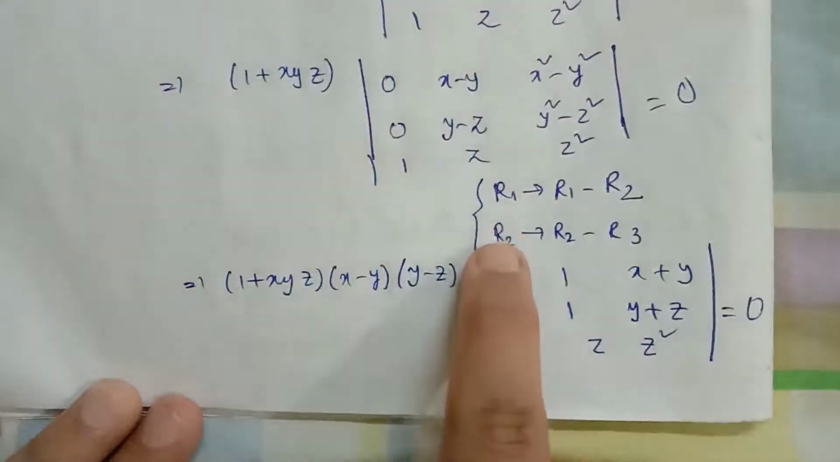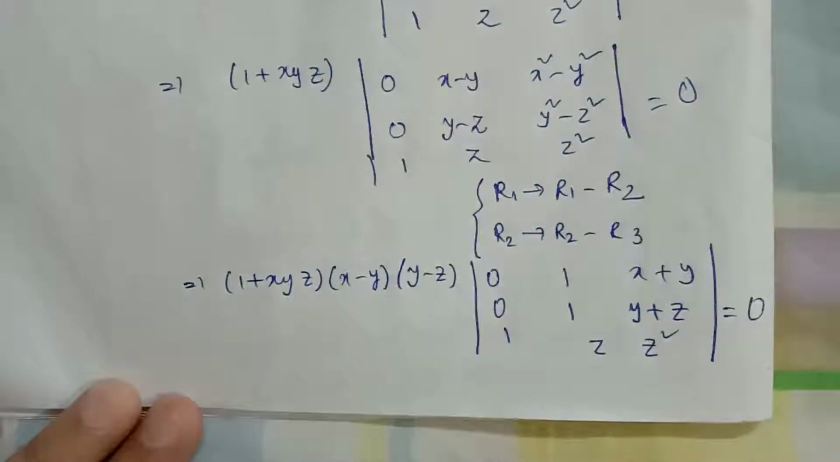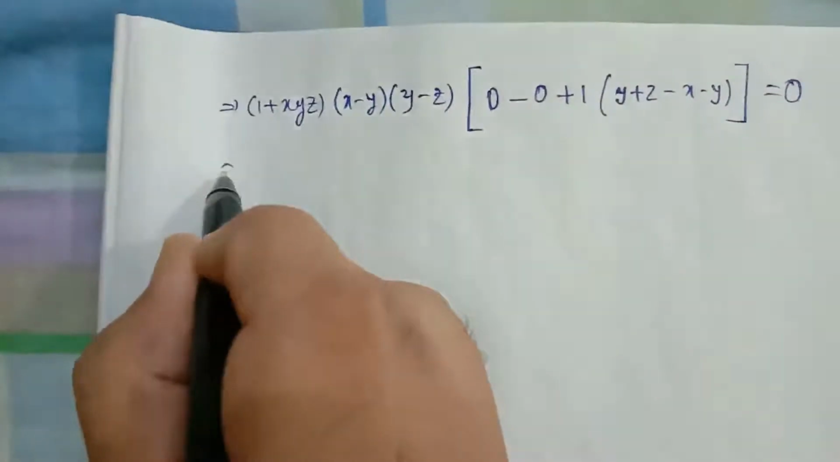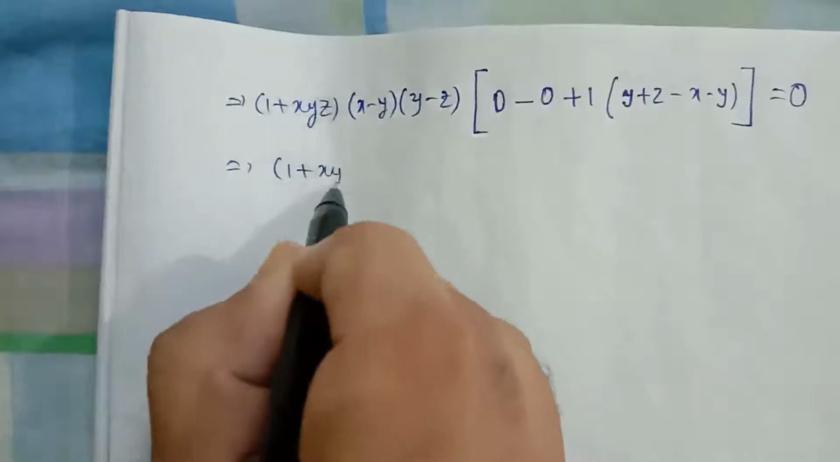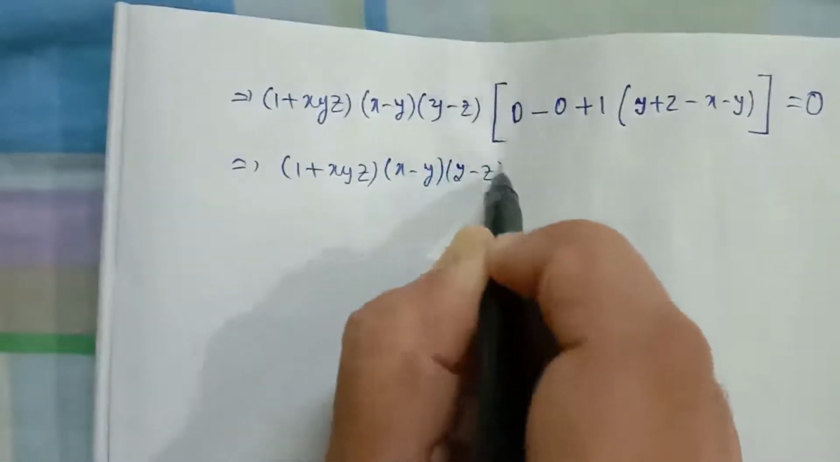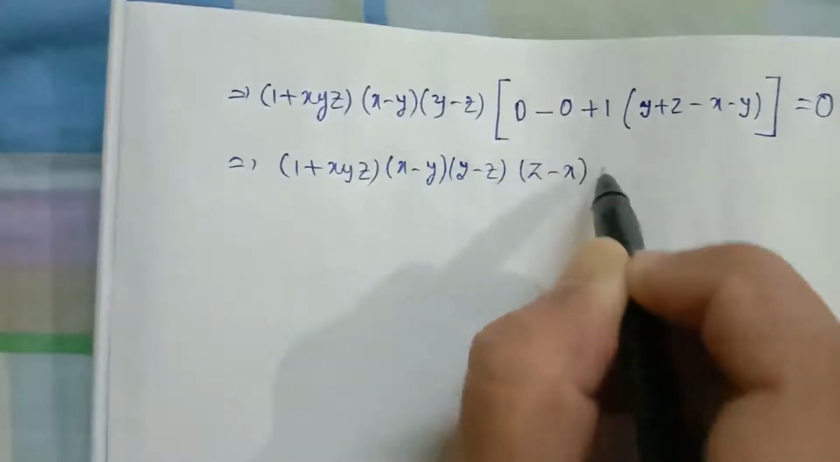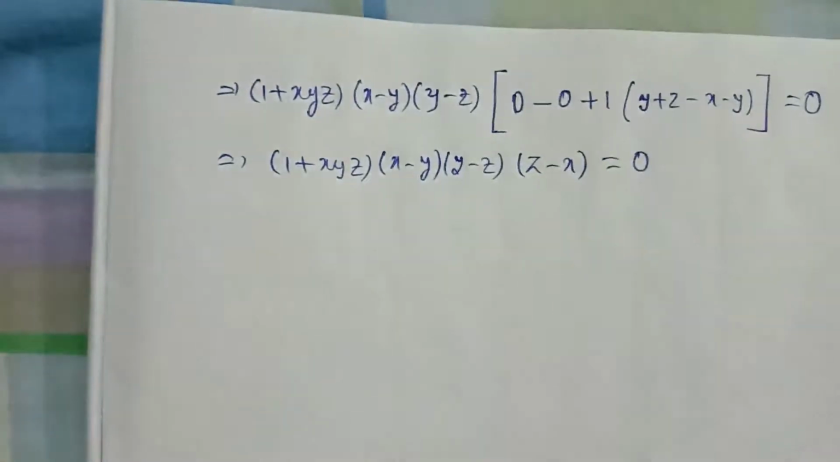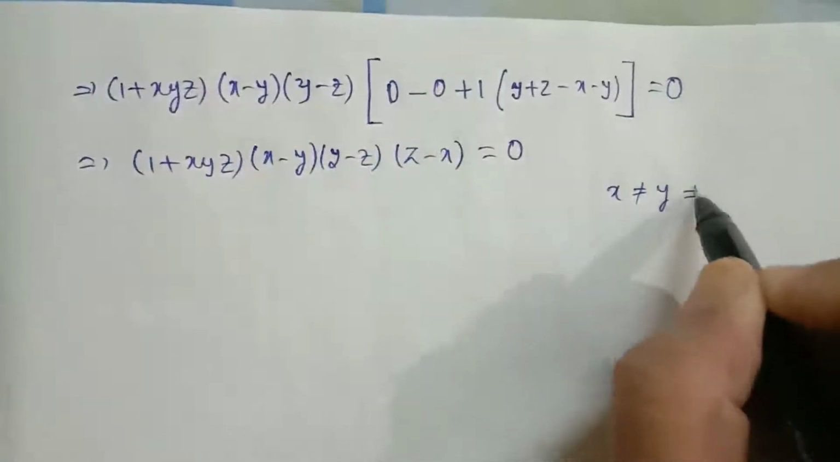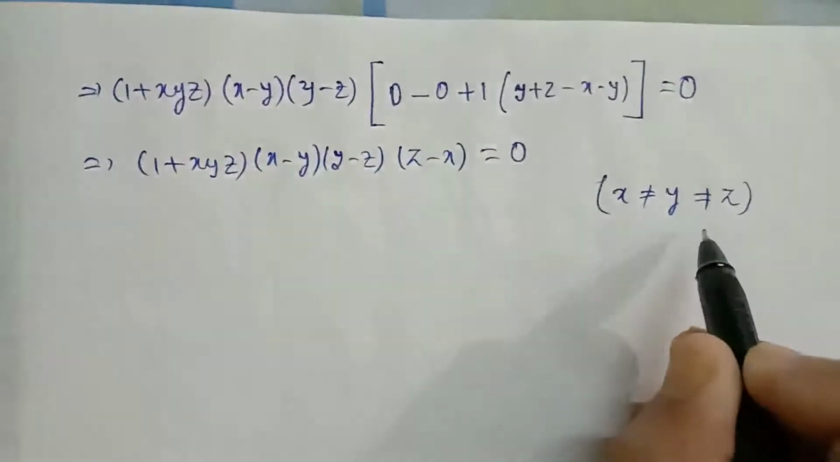So let us expand along the first column. Expanding along the first column, we get 1 plus xyz into x minus y into y minus z into z minus x equal to 0. Now what is given? Given x not equal to y not equal to z. This is the given condition.